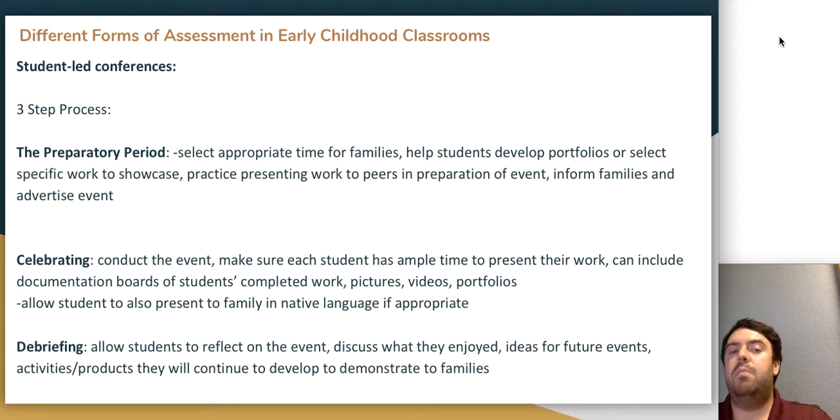There's 3 steps. The preparatory period is the students and the teacher working together to develop the portfolios, select the best work to showcase for each student. Students practice presenting their work to their peers so they get an idea of how they're going to present to their families and describe their work and what they learned. Then, of course, you need to inform families and advertise the event. That's all part of the preparatory period.